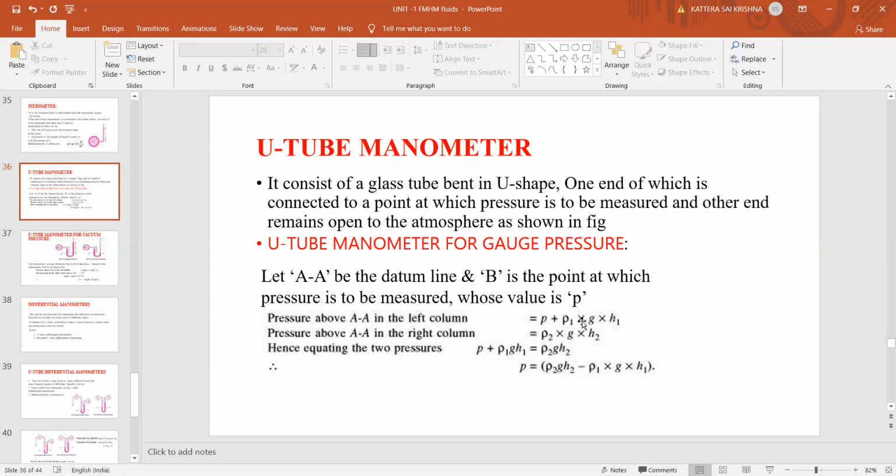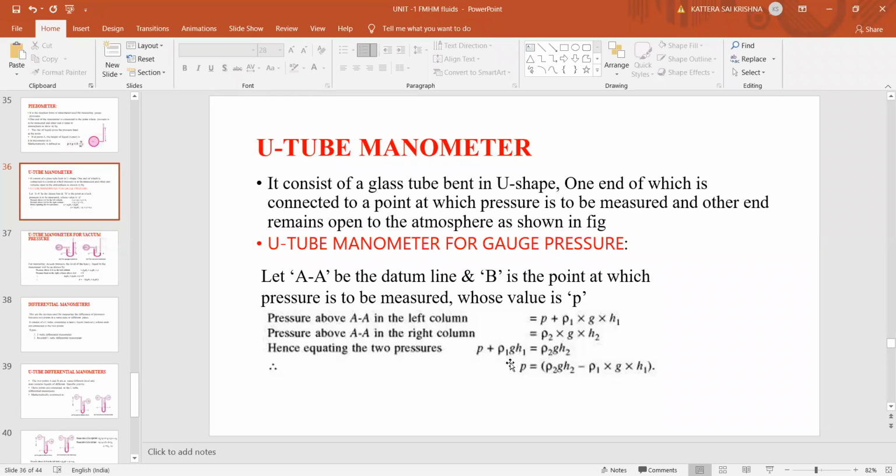So we need to equate both of these. You'll get P plus rho 1 GH1, which is your left limb reading, is equal to rho 2 GH2, which is your right limb reading. So both should be equated. From this, you can find P. So P equals rho 2 GH2 minus rho 1 GH1.